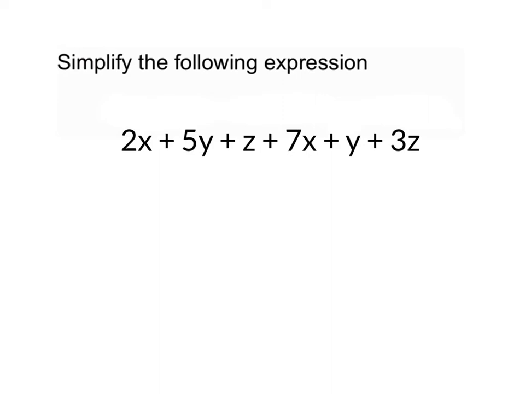Simplify the following expression. What we're going to do here is collect like terms. So you see I've got some x's, some y's, some z's. So I'm going to either use shapes or colours to gather those terms. I'm going to use shapes. So I'm going to put a circle around my x's. Now when I do that, I'm going to include all signs in front if there are any.